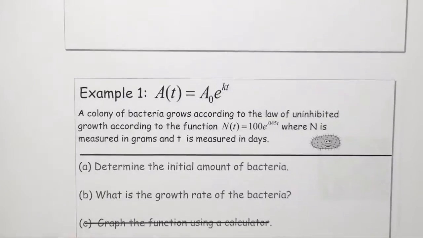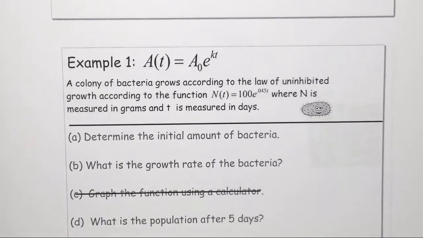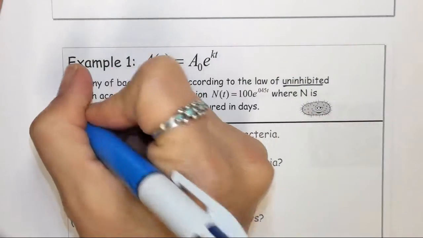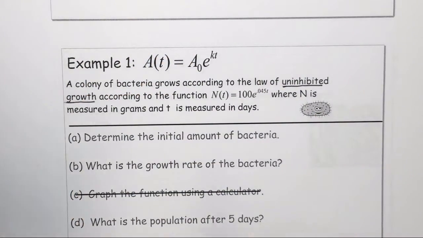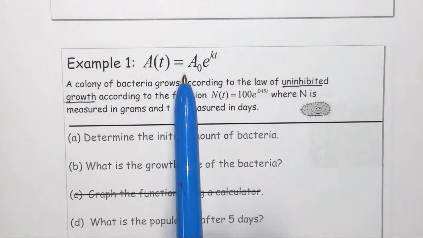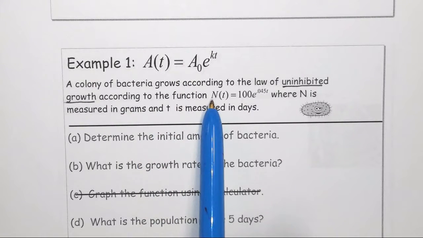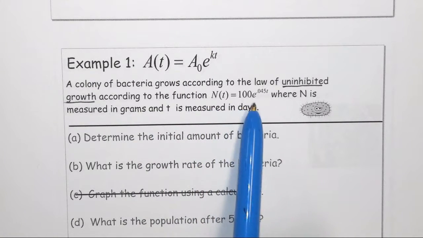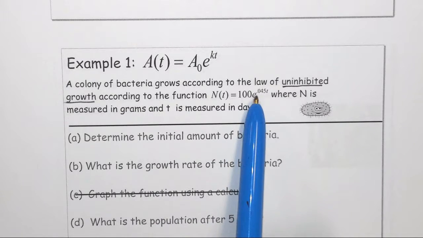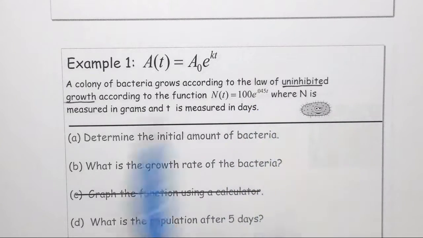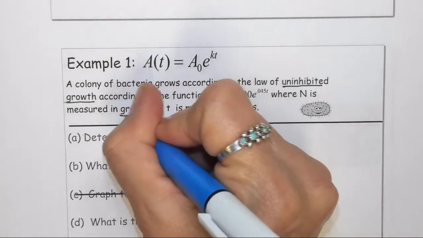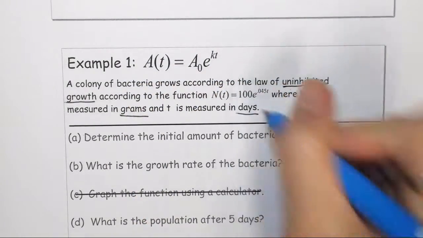All right, so first example. Example 1 says, a colony of bacteria grows according to the law of uninhibited growth. So we're going to underline that. The minute you see that on the test, it tells you to go to this formula. So you have to know that this is the formula that I need. According to the function, n sub t equals 100 times e raised to the 0.045 t, where n is measured in grams and t is measured in days.